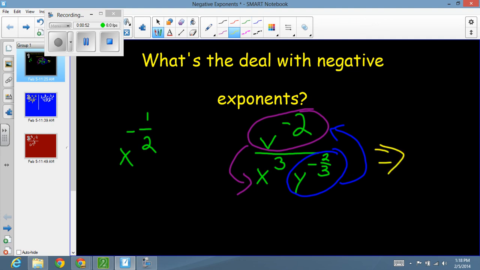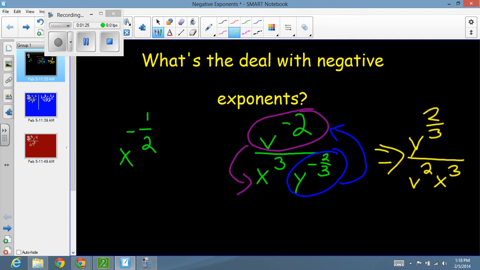So what I'm left with after I move these is a y to the positive 2/3 in the numerator. In the denominator, I'm going to have a v to the positive 2 and an x to the third, and I have essentially made this a proper fraction. Okay, I don't have any negative exponents anymore. And now I can't multiply those together or anything because they're not the same variables.